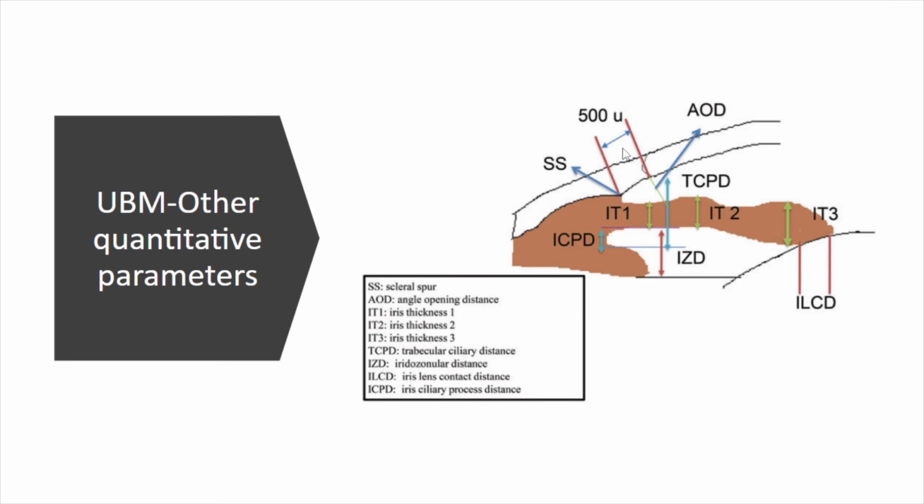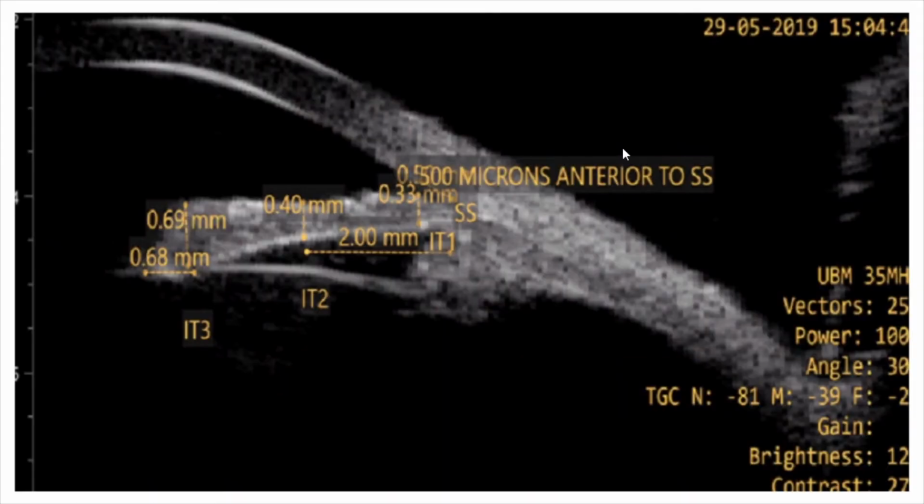This picture shows us all the quantitative parameters that are used. This is the iris thickness, 1, 2, and 3. This iris thickness is measured as the perpendicular distance between the anterior surface of the iris. No details, it's okay. Quantitative parameters are not that important, except angle opening distance. So this UBM image is showing us the measurements of the iris thickness.